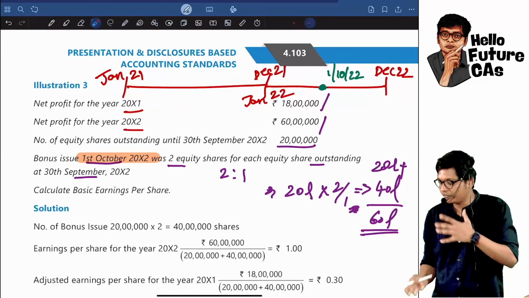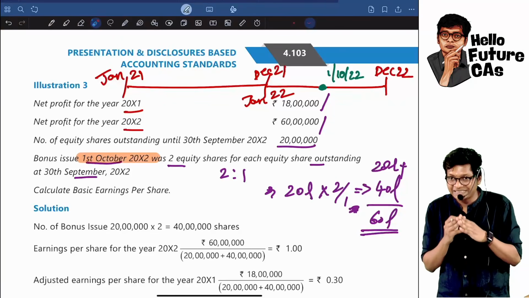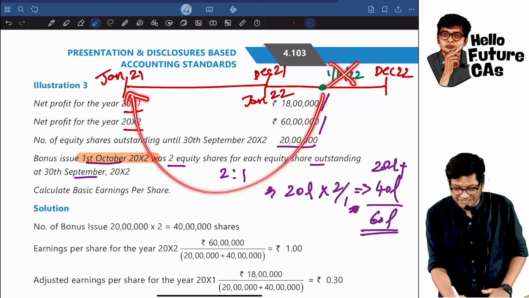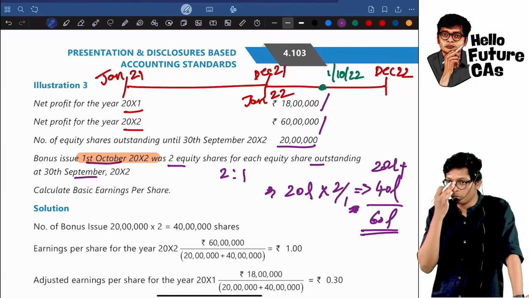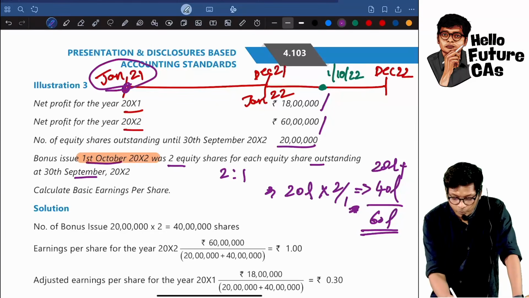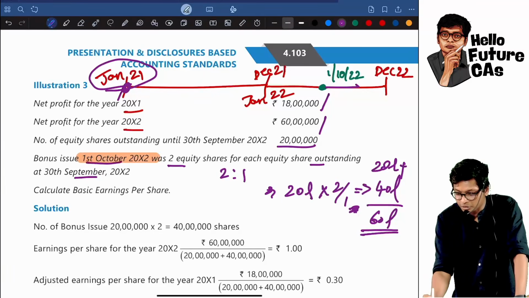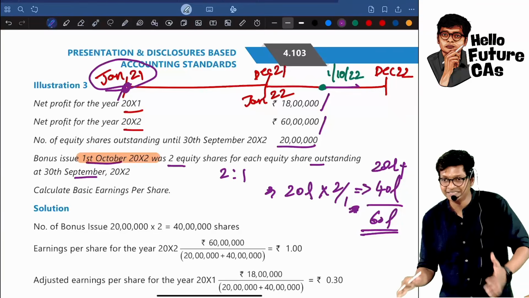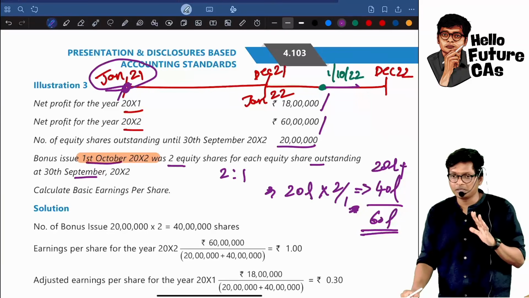Whenever bonus is given, for the exam remember, you have to assume that bonus is not given on this day. It's given on the first day of the reporting period. Which day is that? 1st Jan 2021. I will assume bonus is given on this day and do the whole sum. I will not assume 1st October. For this, we have a beautiful logic. In this class, I'm not going to spend time on logic, guys. The EPS standard has a lot of logic, but for bonus-relevant logic, I'll quickly tell you.